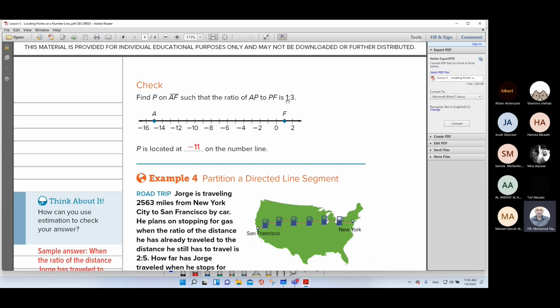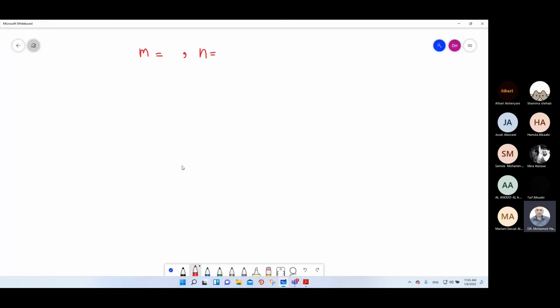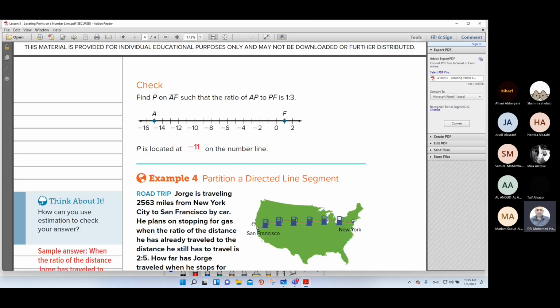So M equals 1 and N equals 3. Then we want to know x1 and x2. So what is x1 and what is x2?